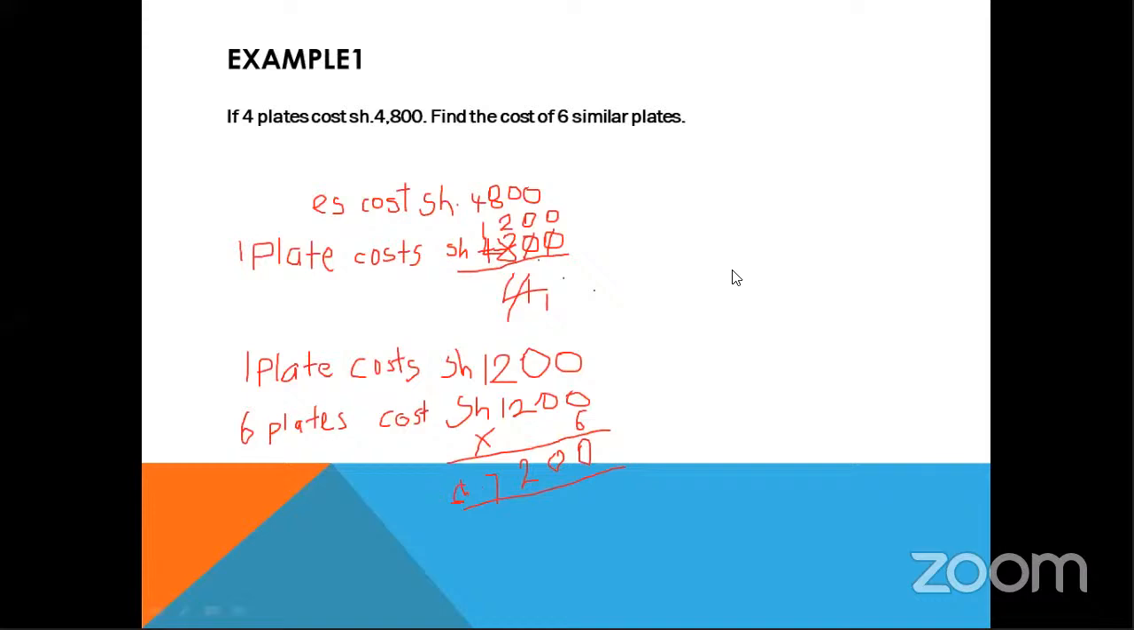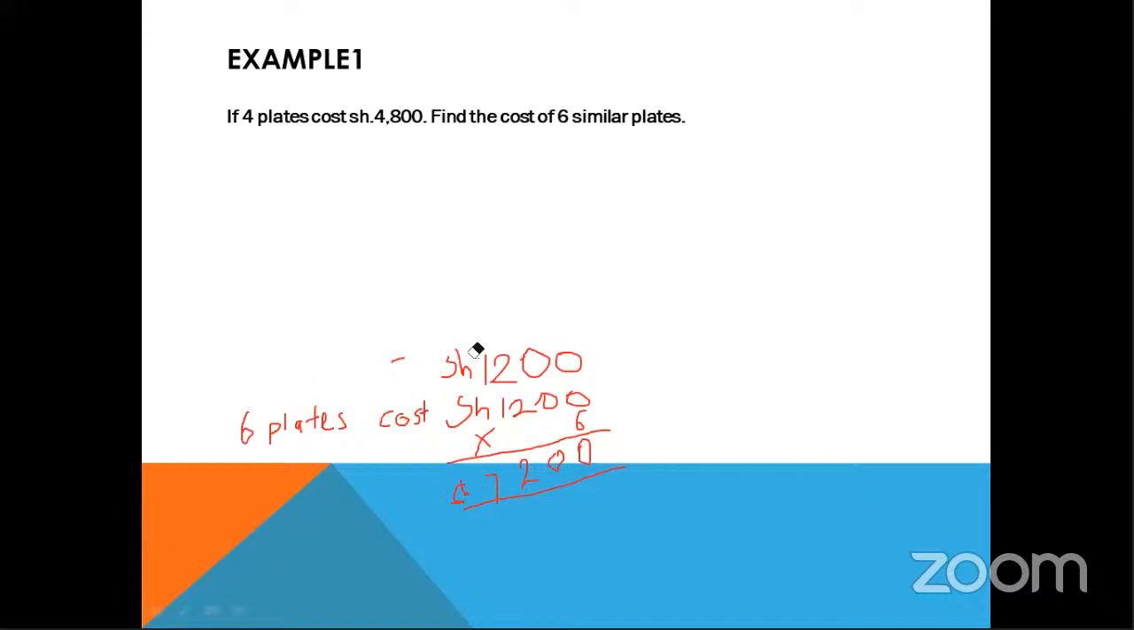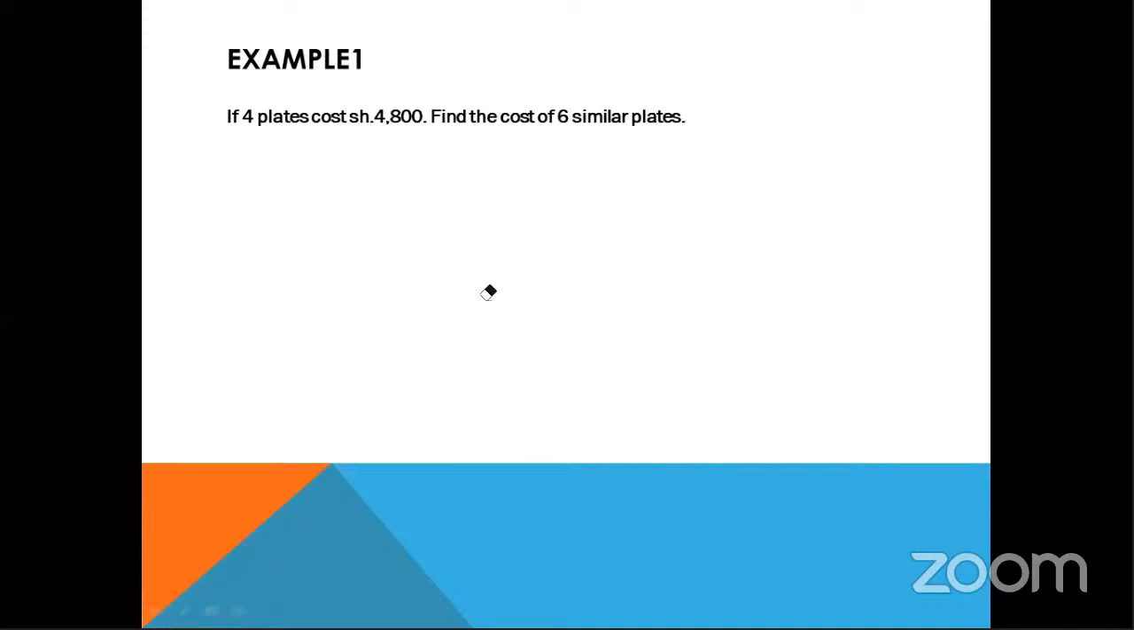Okay, so let's look at other ways we can also do this. For me, I worked it out like this, because in our step, they are telling us to divide the quantity to get the unit cost. So the unit cost is the total cost divided by the quantity. The total cost is 4,800. We are dividing it by the quantity, which is 4.